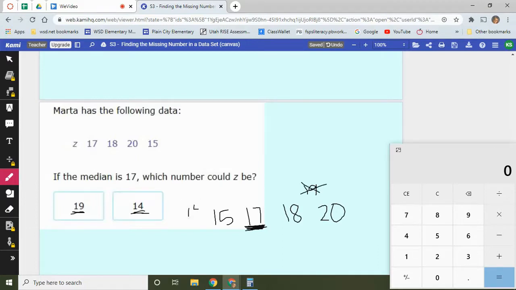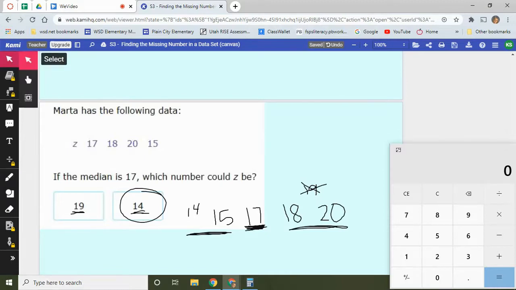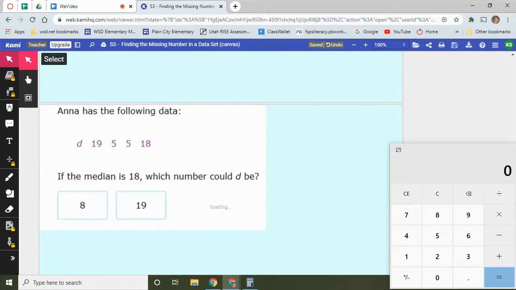If I put a 14 here, is 17 in the middle? Yeah, there's 2 numbers on the left and 2 numbers on the right. So which number do I add? I add 14. So these ones are just done just by thinking, really. Let's look at another one.